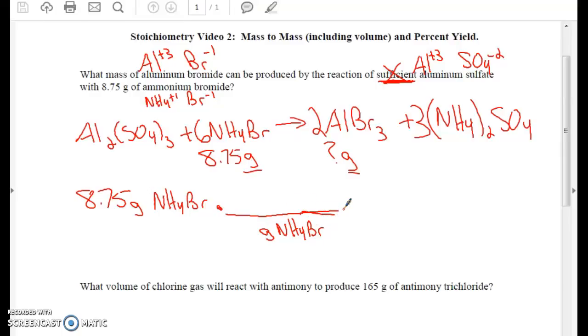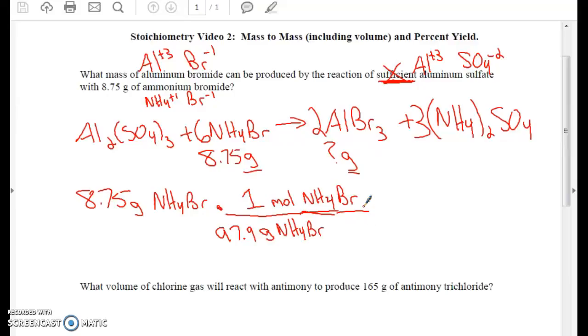Now, there is no conversion factor to let you go from grams of ammonium bromide to grams of aluminum bromide, or even to moles of aluminum bromide. What you have to do first is convert to moles of ammonium bromide. Now, this is just a conversion factor. This involves the numbers off the periodic table. The molar mass of ammonium bromide is 97.9 grams.